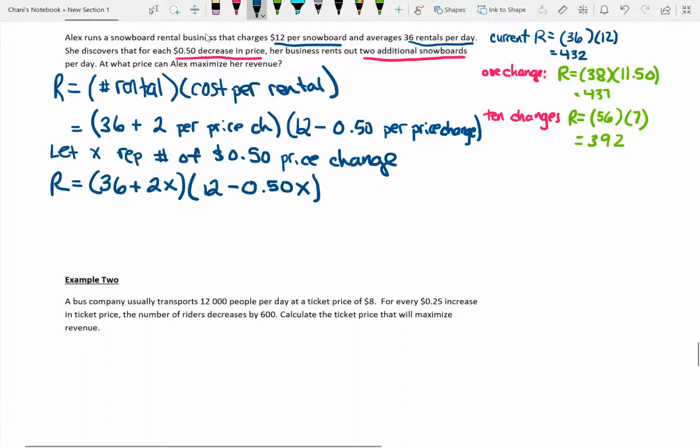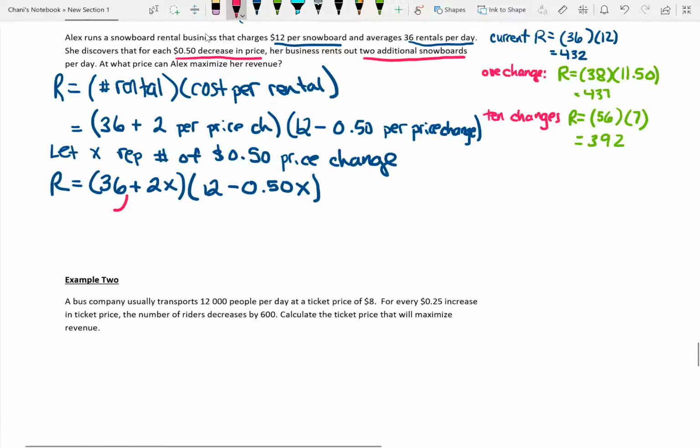Notice that this is a formula for revenue, and it is quadratic. It's a factored form of a quadratic equation. So at this point, you have 2 options. You can either find the 2 x-intercepts, or you can FOIL to put it into standard form and use x equals negative b over 2a. In this first example, I will do finding the zeros. In example 2, I'll do the other method just to show you that they both work.